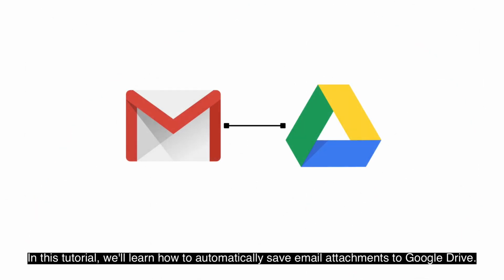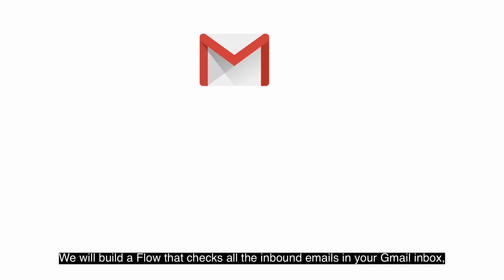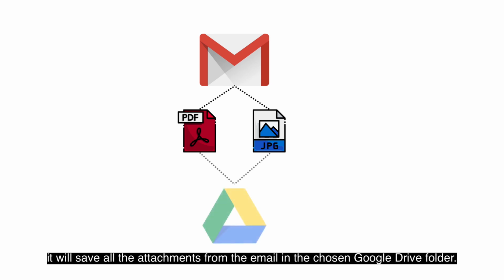In this tutorial, we'll learn how to automatically save email attachments to Google Drive. We will build a flow that checks all the inbound emails in your Gmail inbox, and if there is at least one attachment, it will save all the attachments from the email in the chosen Google Drive folder.